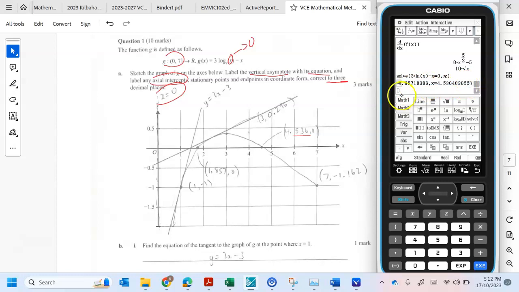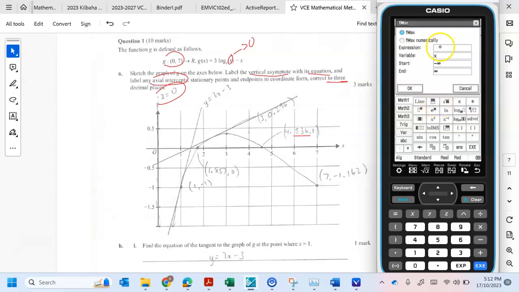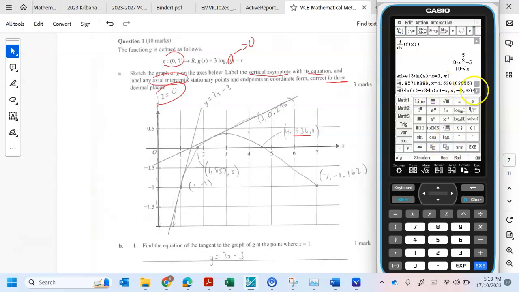And you can do your max. I think I pressed it twice. All right, so you can see there it's given it to me in exact form. So if I want the approximate value, you just go there and round correctly to 3 decimal places.